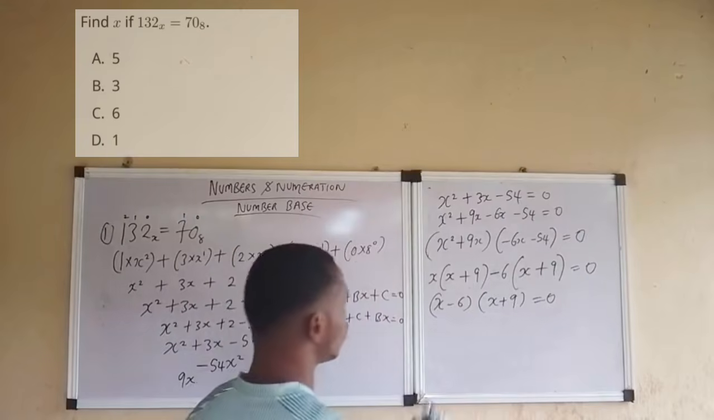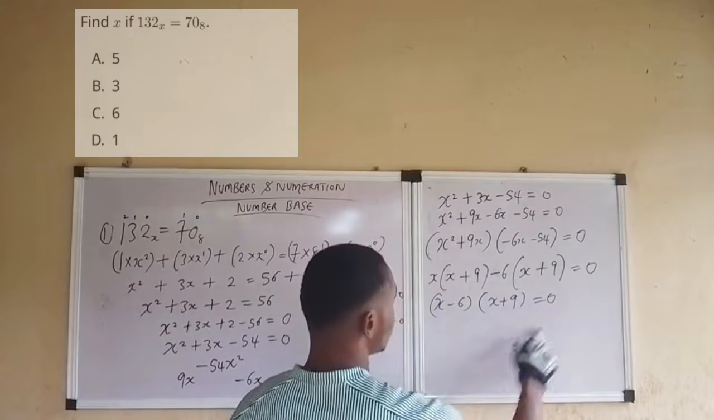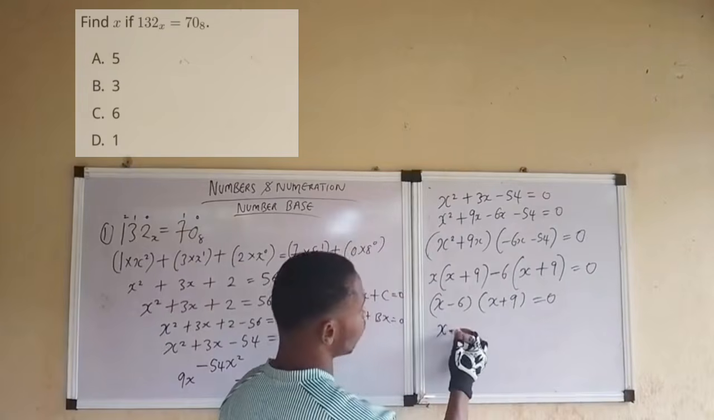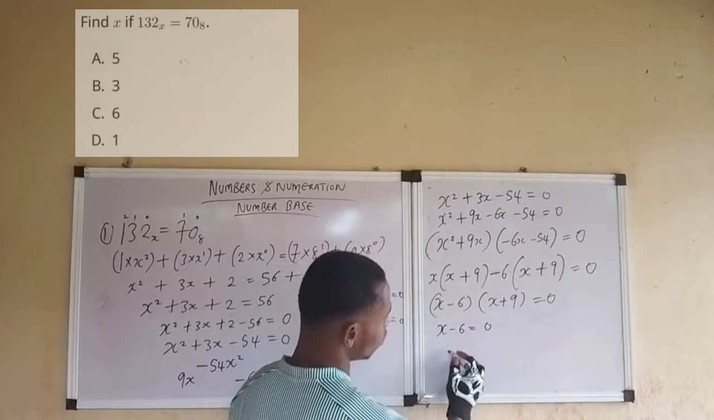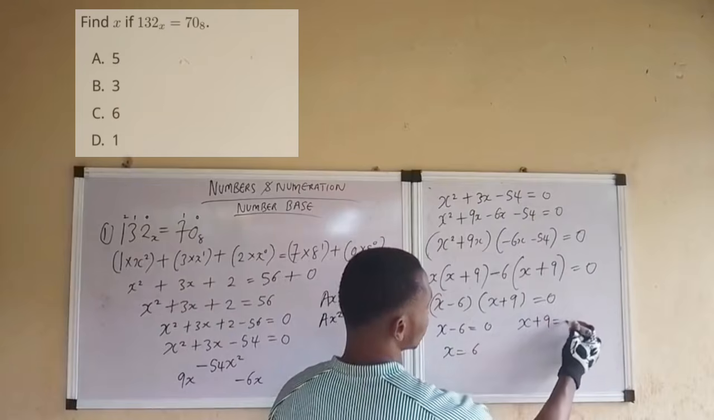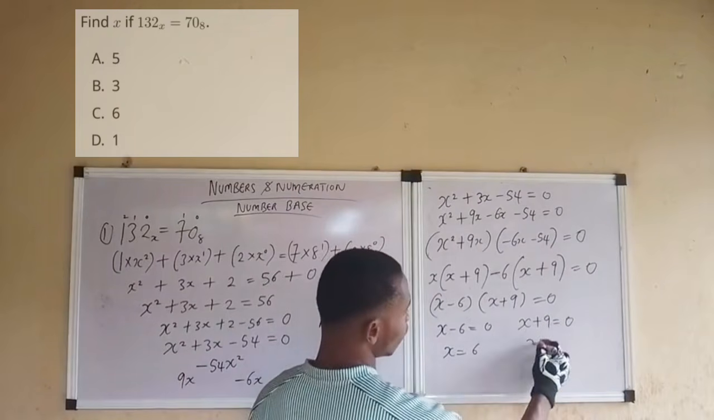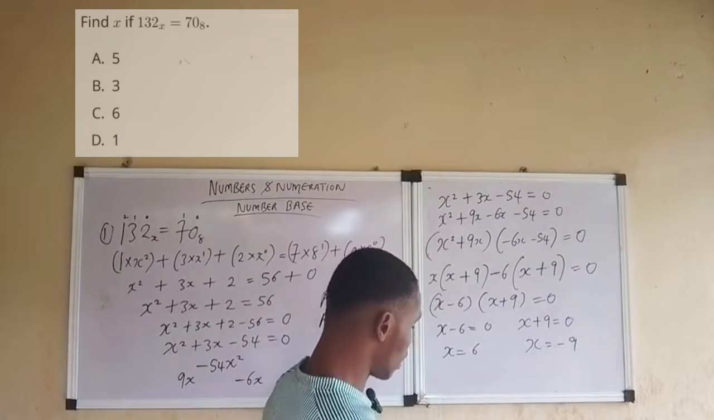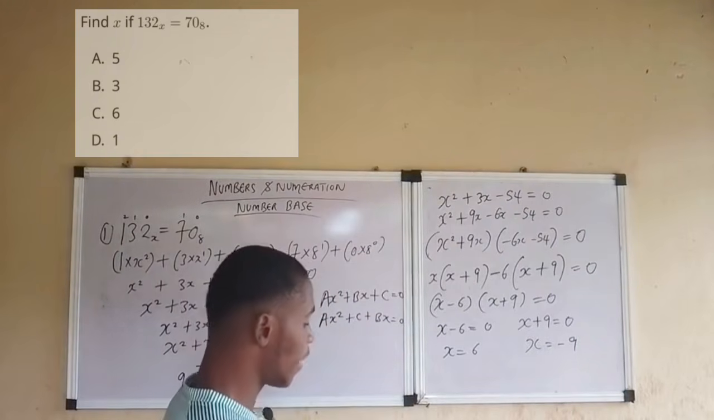The next step is to equate this to 0, also equate this to 0, so you can get the two values of x. Now, the first value of x is going to be what? x equals to 6. And the second value of x is going to be equal to what? Minus 9. So from our options, as you can see above, we have 5, 3, 6, and 1.